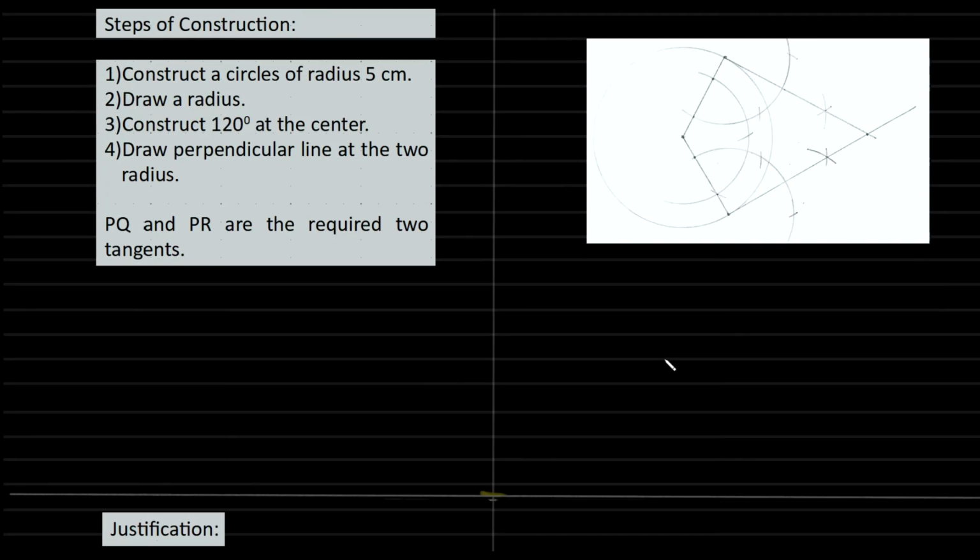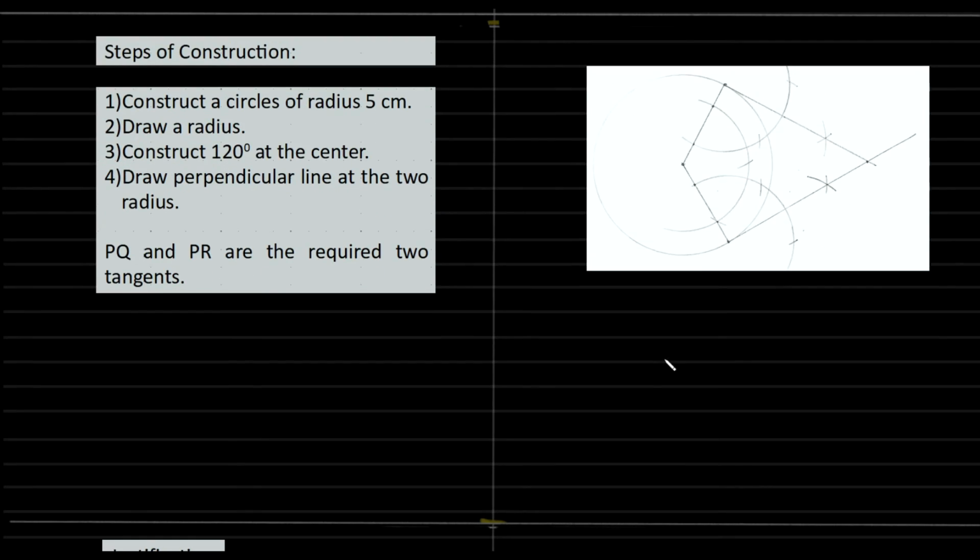Now steps of construction. So I kept it simple, not explaining too much. Construct a circle of radius 5, draw a radius, construct 120 degree at the center, draw a perpendicular line at the two radius. So if I'm taking this as O, this is P, R and Q, then PR and PQ are the required two tangents.